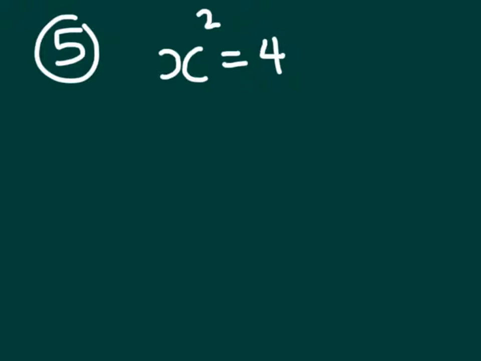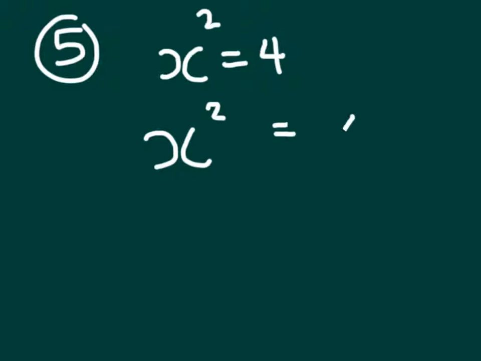X squared is equal to 4. Is there a possible solution for x? Yes. X could be a positive integer raised to 2, which could indeed give us a positive answer. X could be a negative integer raised to 2, which would still give us a positive answer. So we suspect that there are two solutions for x. We can go ahead and solve.